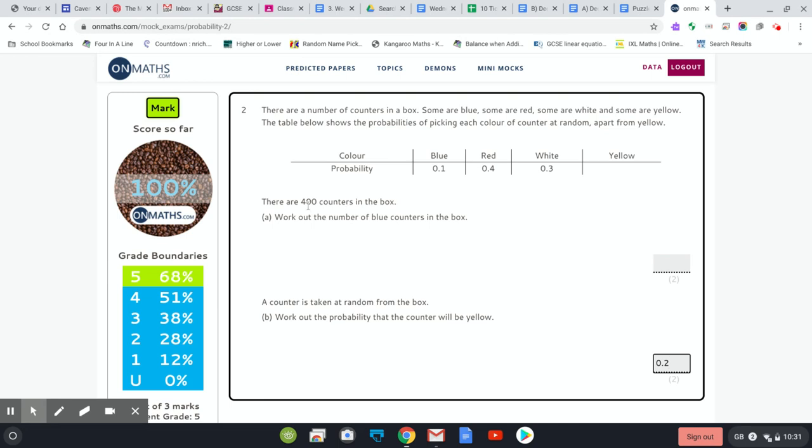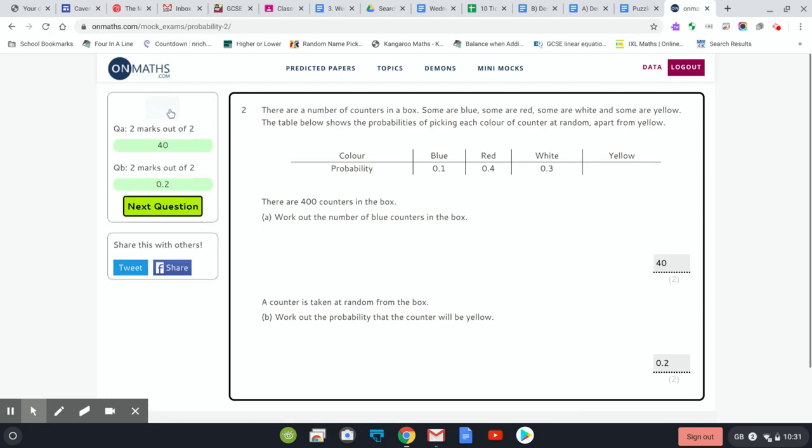First question, there are 400 counters in a box. What's the probability that it'll be blue? So there's 0.1 out of a chance. It's 400, so you do 400 times 0.1. So you could do 400 times 1, it's 400. One decimal place is 40. Okay, 8 marks.